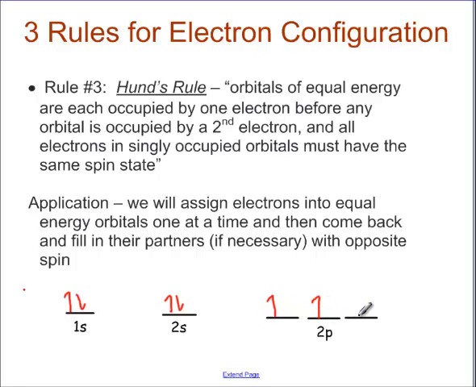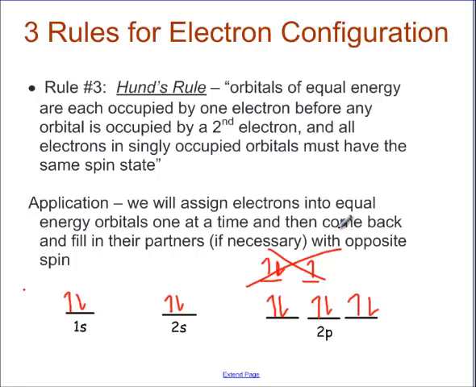So I'd have to put 1, 2, 3 electrons in that order before I can start doubling them up and putting a double electron in those orbitals. So what you can't have is 1, 2, 3 electrons if this is an orbital diagram. So that can't happen. So we've got three rules.